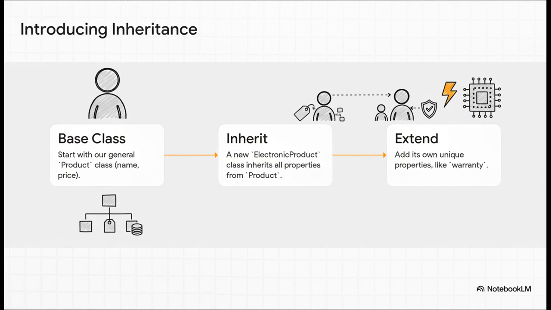We start with our main product class as the parent. Then we create a new child class, electronic product, and we tell it to inherit everything from its parent, so it automatically gets the name and price. Then all we have to do is extend it by adding the new stuff it needs, like that warranty.